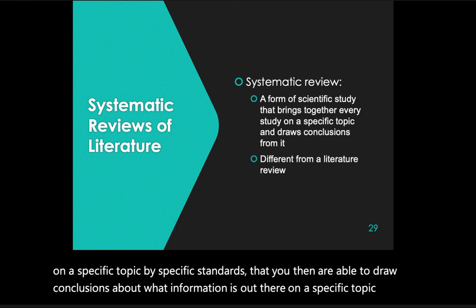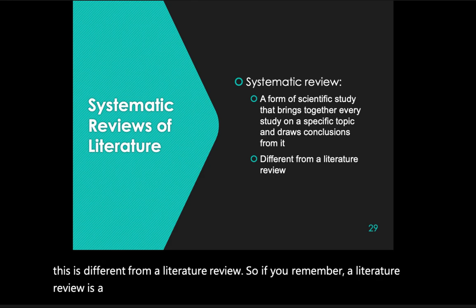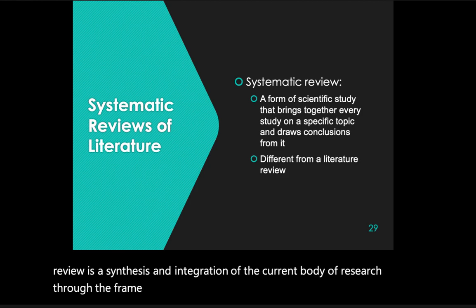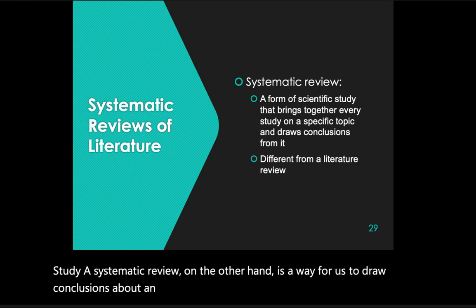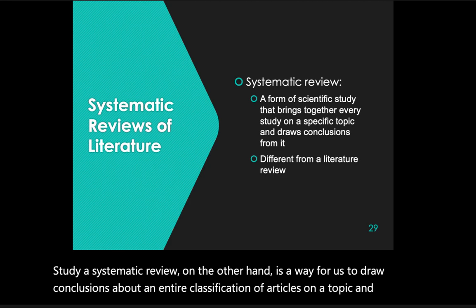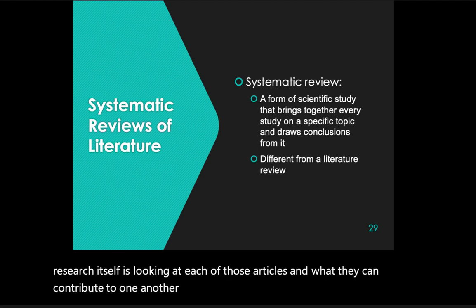And this is different from a literature review. So if you remember, a literature review is a synthesis and integration of the current body of research through the framework of supporting our own research study. A systematic review, on the other hand, is a way for us to draw conclusions about an entire classification of articles on a topic, and the research itself is looking at each of those articles and what they can contribute to one another. Whereas with a literature review, the purpose is to set us up for our own research study.